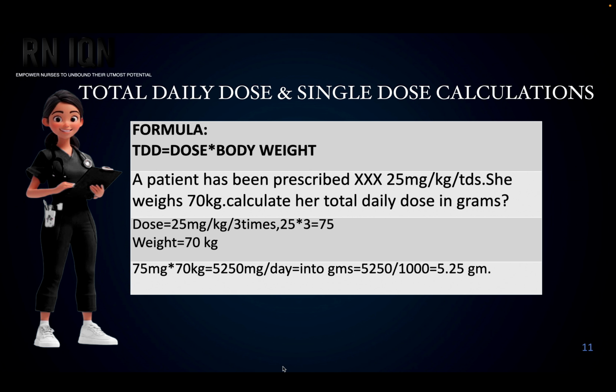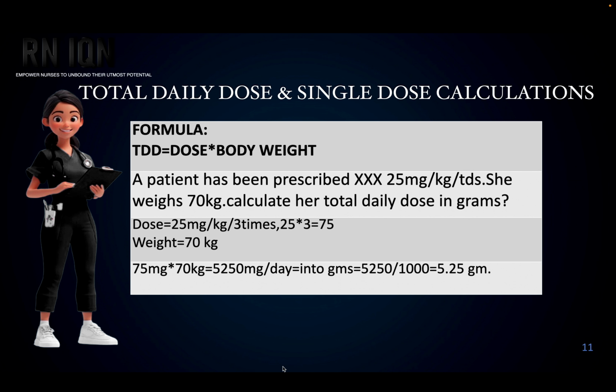Let's see one more example. Here the patient is prescribed 25 milligram per kg TDS. So TDS, that indicates 3 times a day. She weighs 70 kg. Calculate her total daily dose in gram. As I told you earlier, just apply the formula, that is prescribed dose into patient's body weight to get the total dose. But here they need the answer in a different unit, that is, calculate her total daily dose in grams.